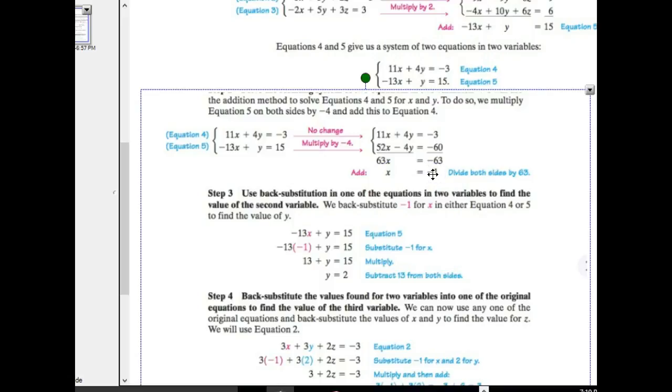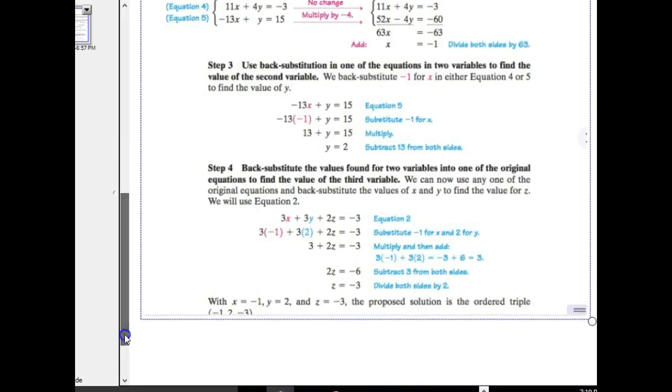Now that we know what x is, we go back to one of our two equations, equation 4 or 5. If you look at this example, they chose equation 5. Now that we know that x is equal to negative 1, we substitute that back in. So it becomes negative 13 times negative 1 plus y equals 15. When we solve that, that becomes 13 plus y equals 15. If you subtract the 13 over to the other side, you end up with y equals 2. Now we know 2 of the 3 solutions.